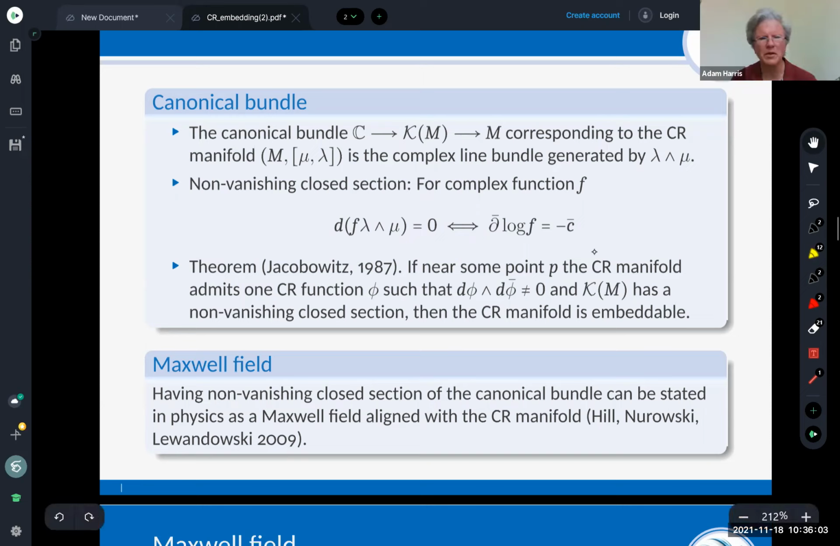Yes, exactly. So if you have this function, it satisfies the left hand side. So that becomes the necessary and sufficient condition for embeddability, using Jakobowitz as a result. The existence of F becomes the necessary and sufficient condition for embeddability. Yes, exactly. If we have one CR function and this condition, it implies embeddability. Okay.